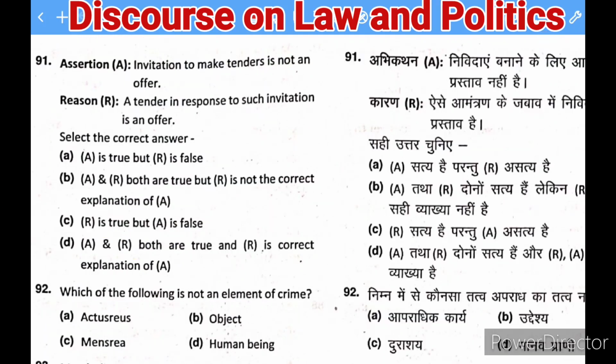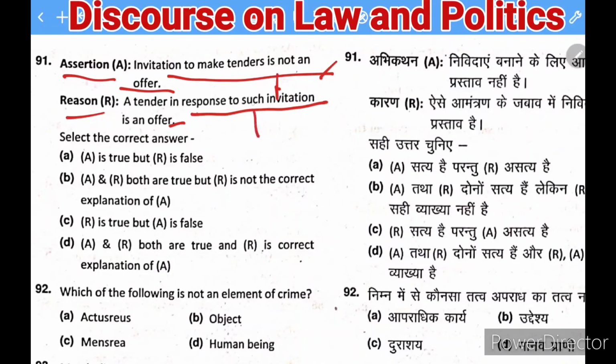Moving to the next question. The next question is based on assertion and reason. Invitation to make a tender is not an offer. Yes, good, it is right. A tender in response to such invitation is an offer. Okay, it is also a good one. It is giving some kind of reasons. So there is a link between the assertion and the reason, and it is supporting the assertion, because the tender in response to such invitation is an offer. Therefore the right answer of this question is: A and R both are true, and R is the correct explanation of A.